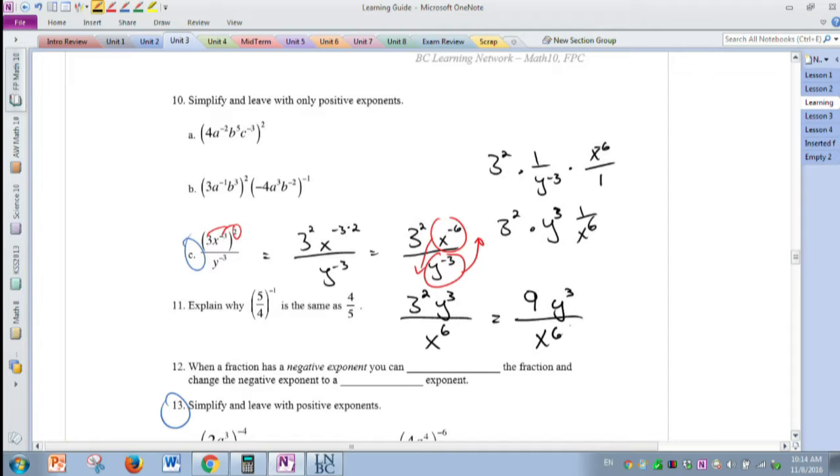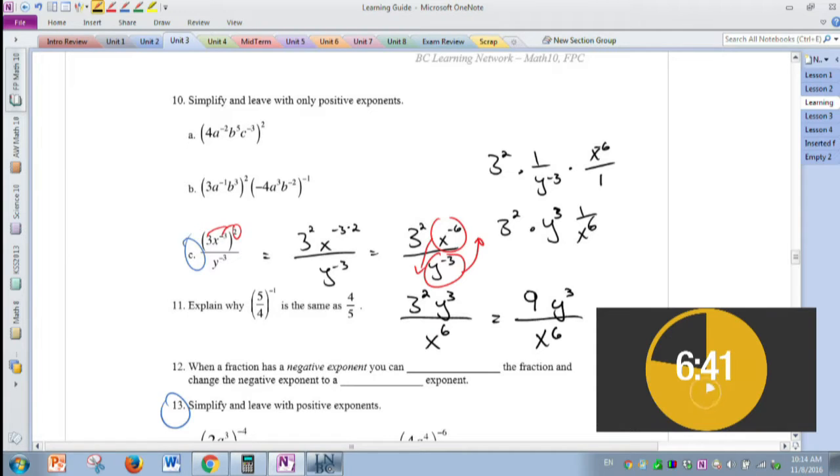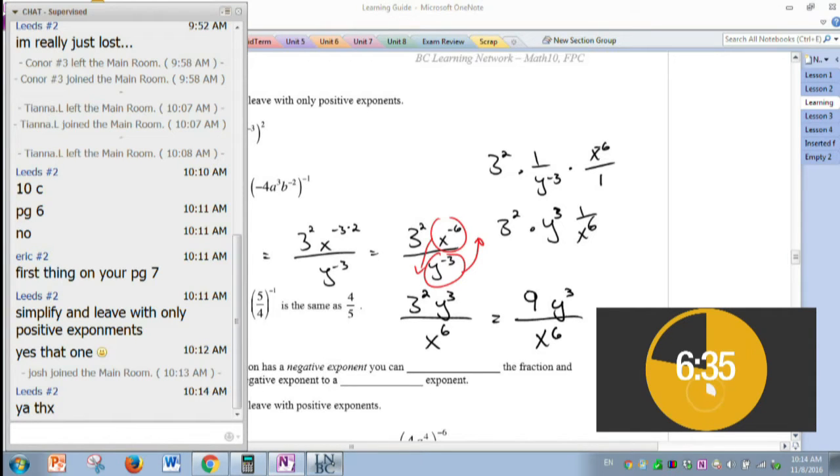Did that help you out a little bit, Leeds? No worries. Did anybody else run into any issues when they were plugging through here?